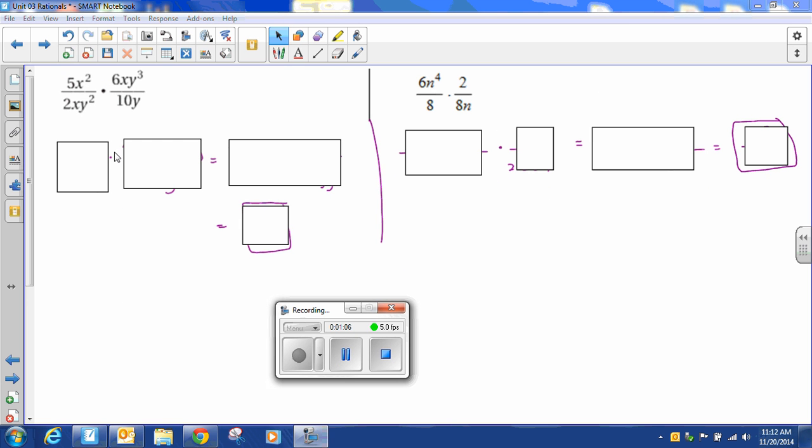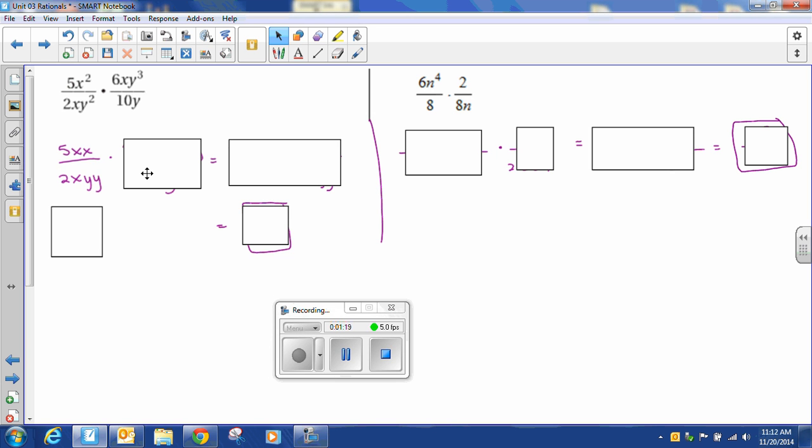Now here we have monomials as numerators and denominators. Same deal. Expand out the variables. So 5x squared is 5 times x times x. 2xy squared is 2 times x times y times y. 6xy cubed is 2 times 3 times x times y times y times y. And 10y gets broken down to 2 times 5 times y.